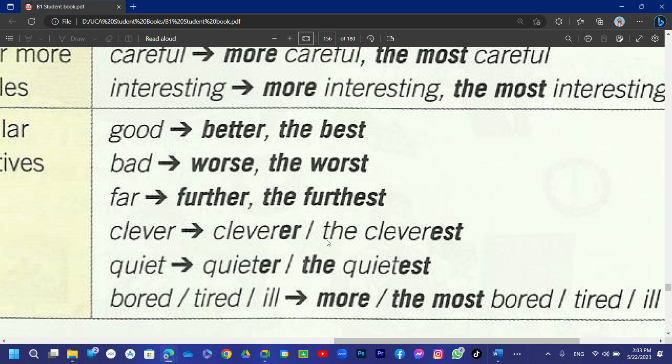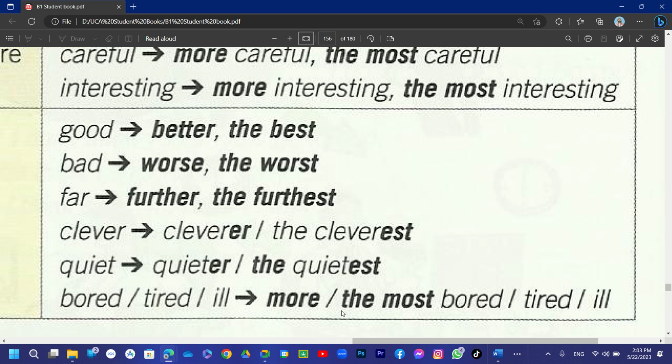Clever, cleverer, and the cleverest. Quiet, quieter, and the quietest. Bored, tired, or ill become more and the most. For example, the most bored or more bored, more tired, the most tired, and ill, the most ill or more ill, even though they have technically one syllable.